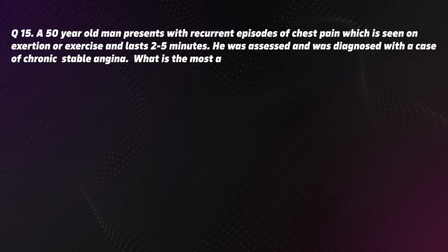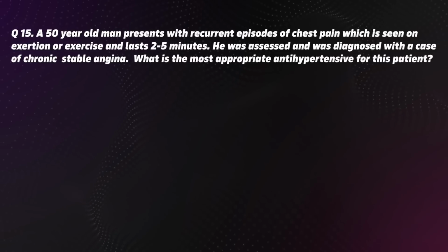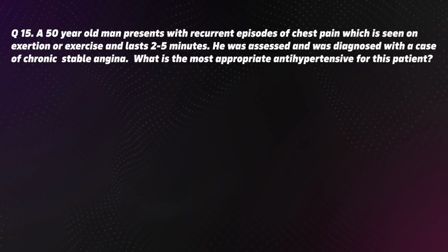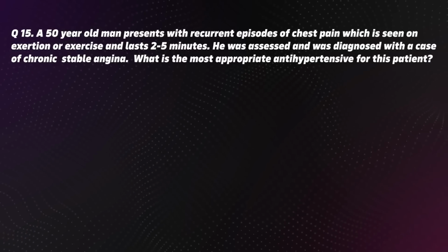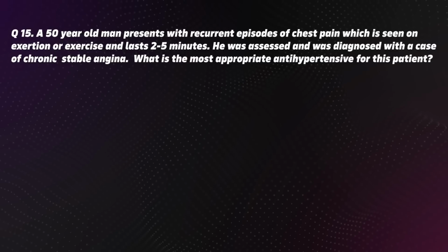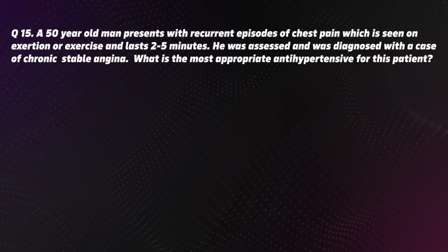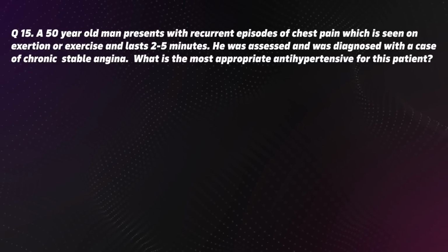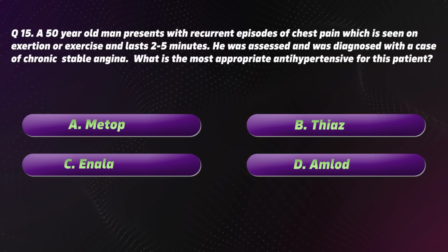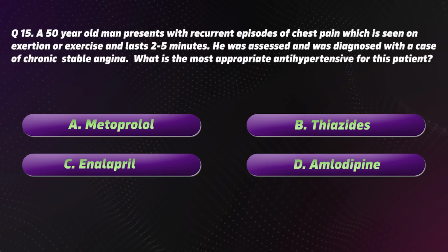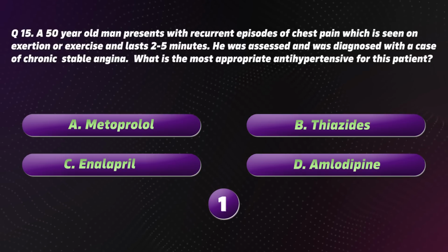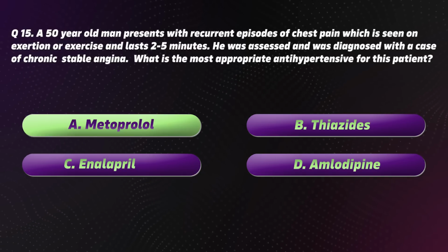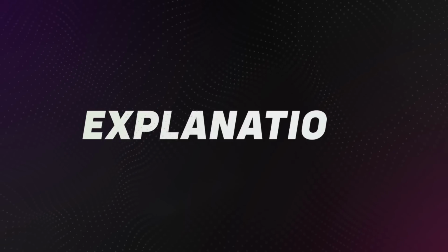So Question 15. A 50-year-old man presents with recurrent episodes of chest pain which is seen on exertion or exercise and lasts 2 to 5 minutes. He was assessed and was diagnosed with a case of chronic stable angina. What is the most appropriate antihypertensive for this patient? Here are the options. A. Metoprolol. B. Thiazides. C. Enalapril. D. Amlodipine. And the correct option is A. Metoprolol. Here is the explanation.